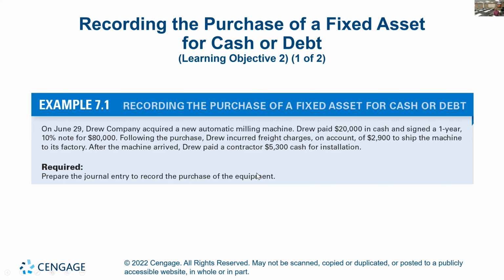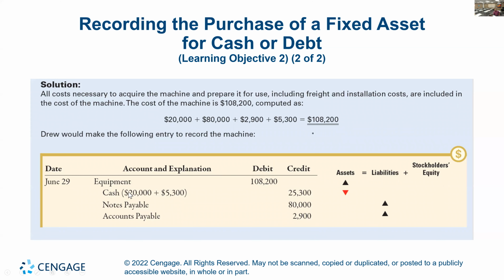So here we go. Drew Company acquired a new milling machine. Drew paid $20,000 in cash, signed a 1-year 10% note for $80,000. We had freight charges to ship the machine, and we had to install it. Prepare the journal entry to record the purchase of equipment. We'll record the equipment at $108,200. That is the $20,000 cash plus the $80,000 note payable. There's $100,000. That was the purchase price. Okay, so that's why we have a credit out to cash for $20,000 and a credit to notes payable for $80,000.